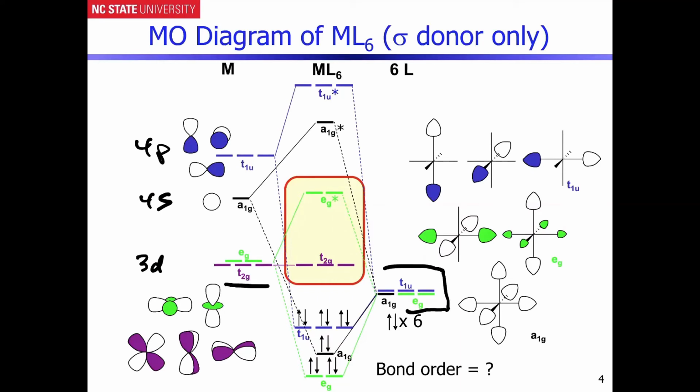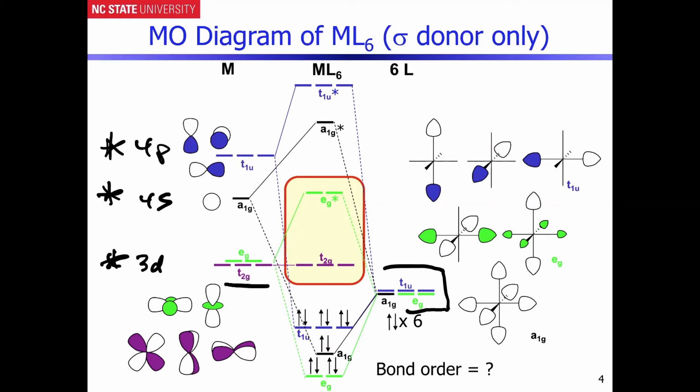But you can see very clearly there's T1U here, and that matches the 4Ps over here. So that's 3 of the T1Us. Obviously, the AG matches up with the 4s atomic orbitals. And then the interesting part is see how the EG only matches up with the EGs here.